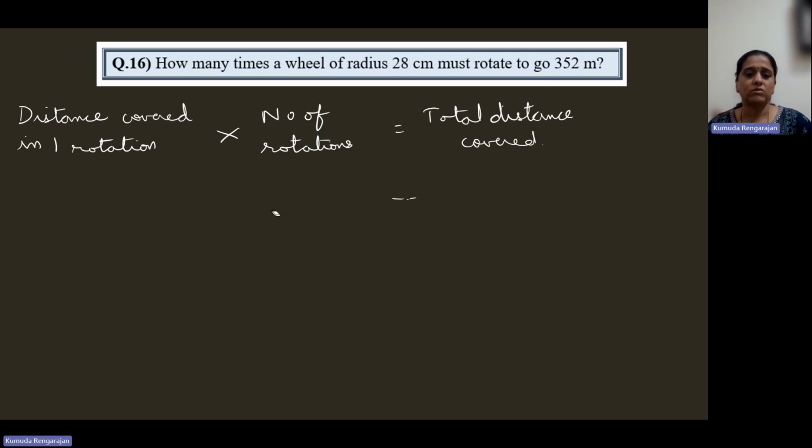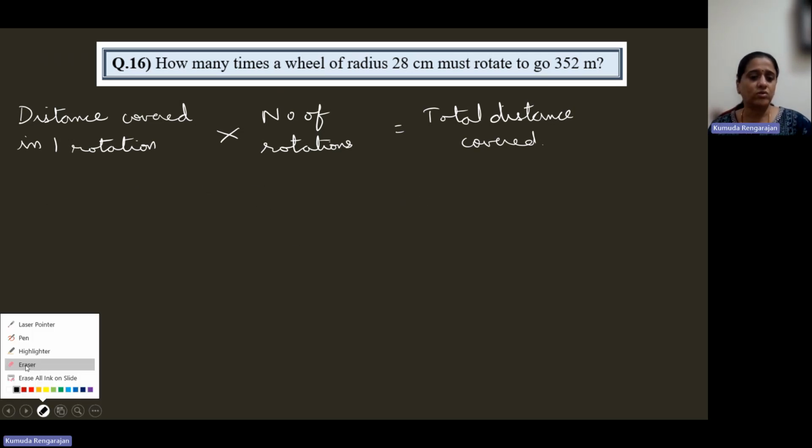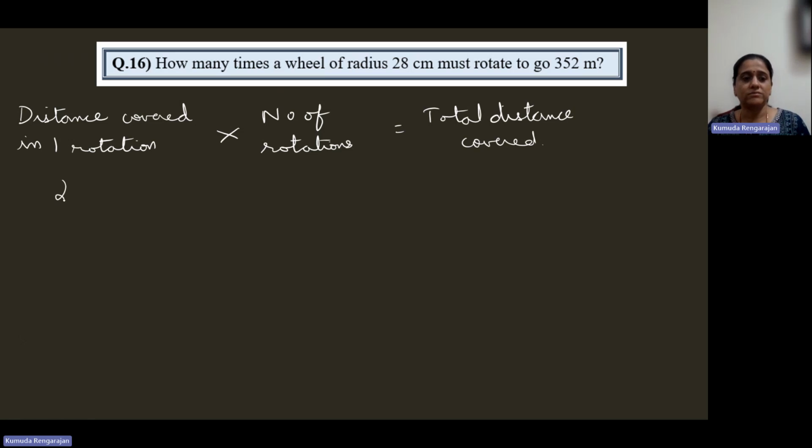So now, what is the distance covered in one rotation? 2 pi r. 2 pi r into the number of rotations, which we don't know. We can call it x, or I'll just write number of rotations itself. Number of rotations is equal to the total distance covered. To go 352 meters, that's the total distance covered.